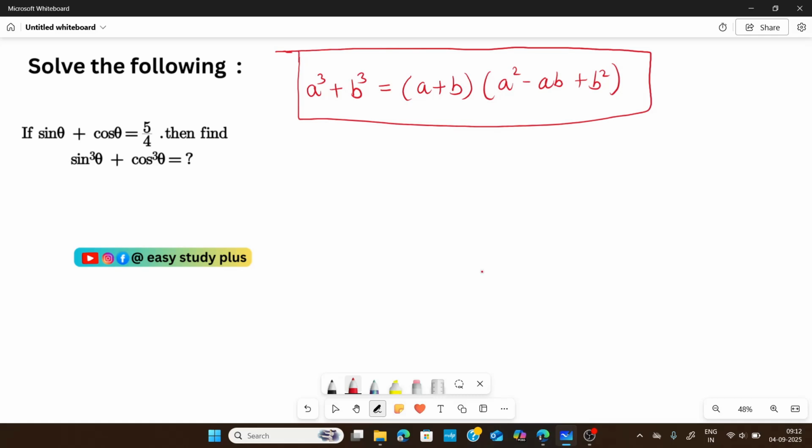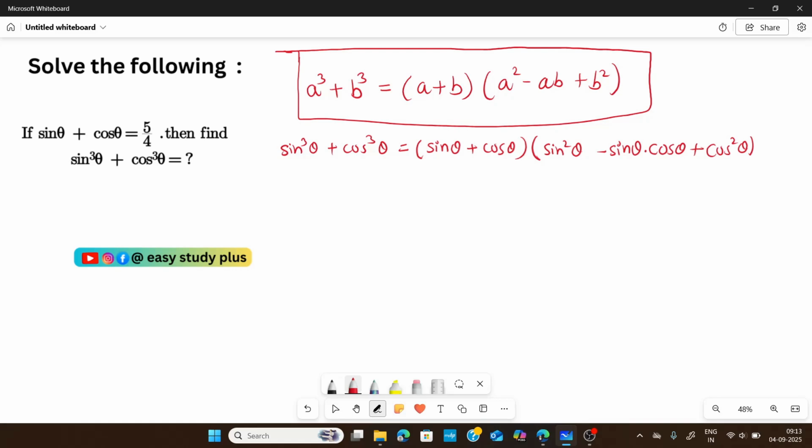Now we will use the same formula here. It is given sine cube theta plus cos cube theta. See what we get. A is sine theta, B is cos theta. Now put these values into this formula. A is sine theta, but we have to square it, so it becomes sine square theta, minus A times B, sine theta times cos theta, plus B is cos theta, but you have to square it.